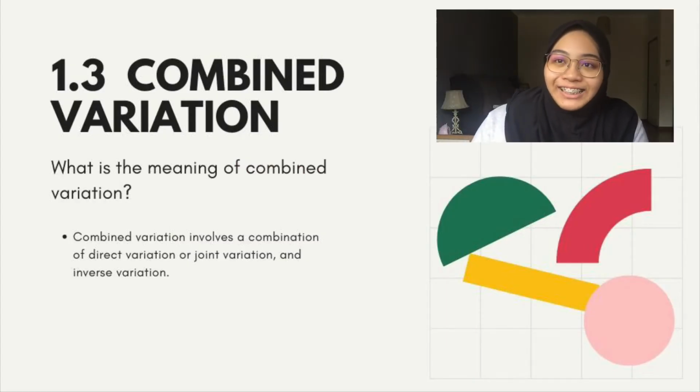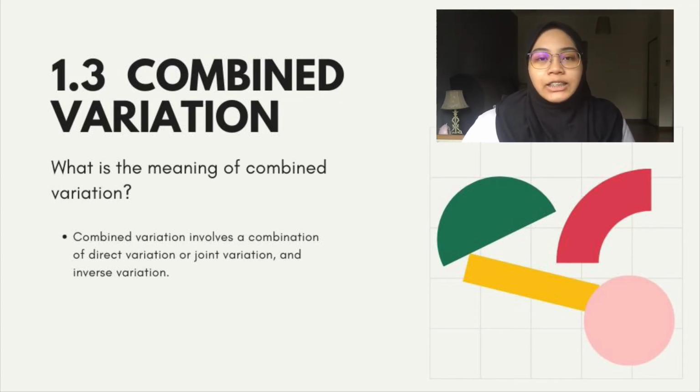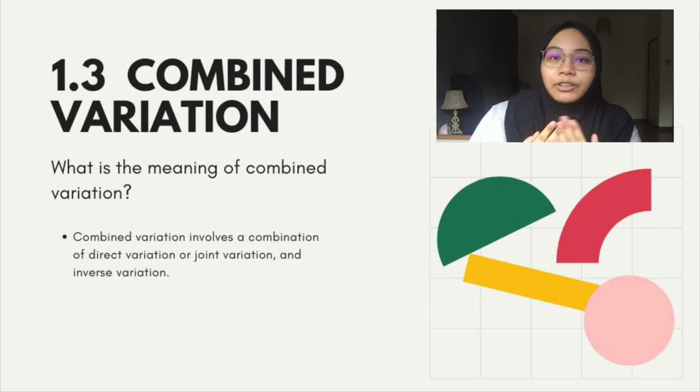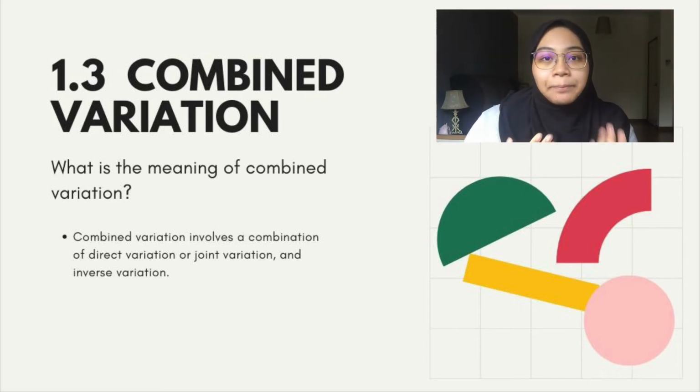Hello, now to continue, I will tell you about combined variation. So what exactly is combined variation? As the name indicates, it is a combination of joint variation or direct variation with inverse variation, which means in one situation it involves the usage of either a joint or a direct variation, and also an inverse variation at the same time.